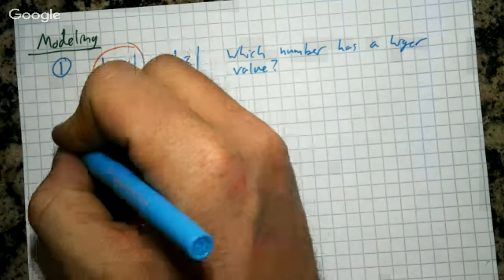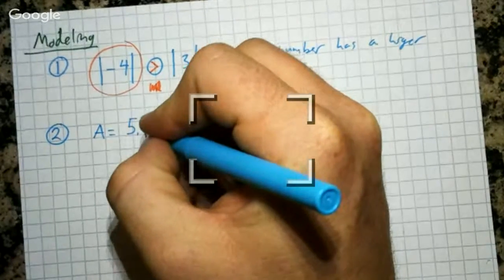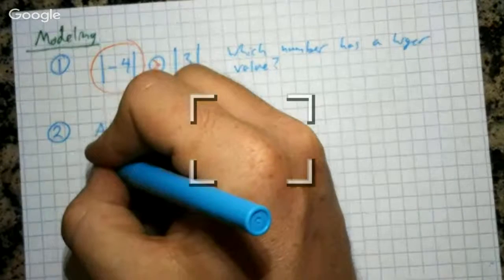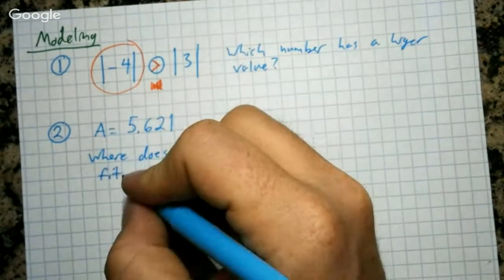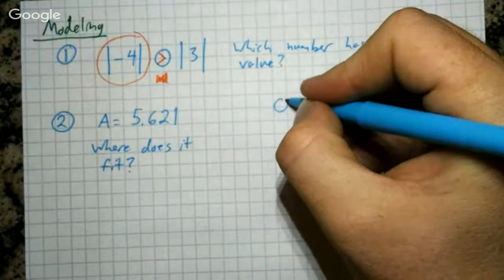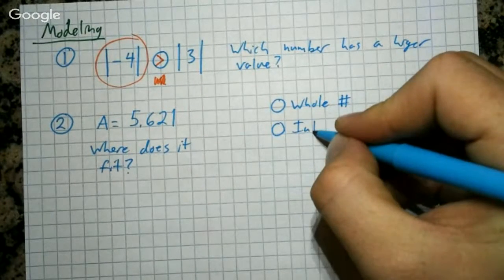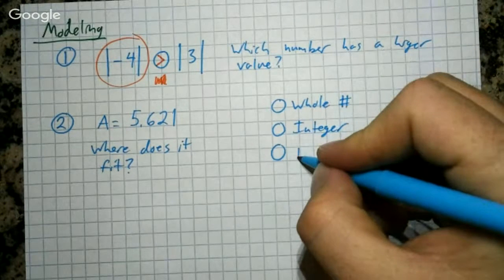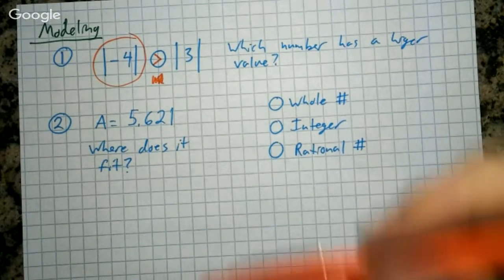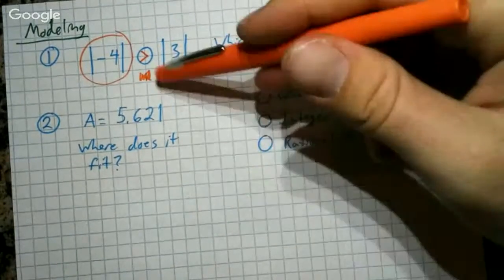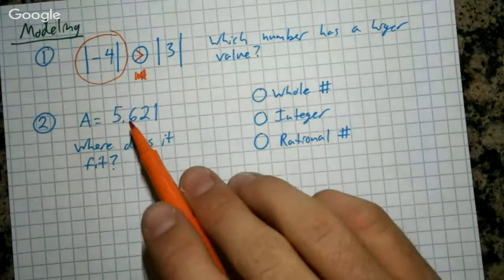Number 2, I'm going to give you a number. A equals 5.621. And then the question is, where does it fit? There's going to be whole number, there's going to be integer, and there's going to be rational number. As we're looking at this, I need to decide, is it going to go into one of these, more than one? Is it going to go into all three? What is this number? If I look at it, I know it can't be one of them because of the definition.